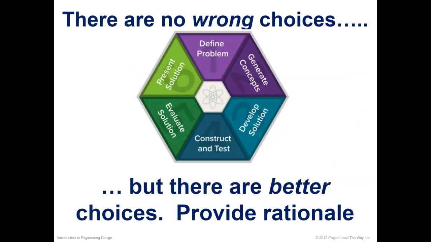So that was a quick and dirty version of the engineering design process. Keep in mind that there's not necessarily a wrong or right choice. However, you need to deeply think about which of these methods, between brainstorming or evaluating solution, which of these methods is going to give you the outcome that you are looking for. And whenever you select something, you need to provide a rationale to me.